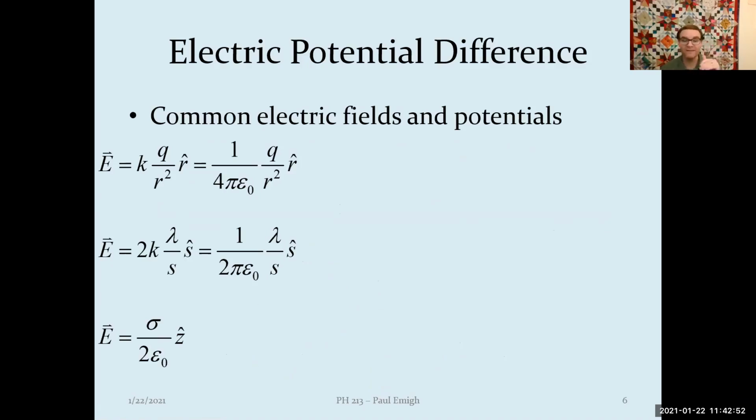We're going to talk about all three of these at different places. Today, I'm going to talk about the point, the easy one, just to get our feet wet here. You'll actually talk about the line one a little bit on your homework, and we'll do the sheet in class on Tuesday.